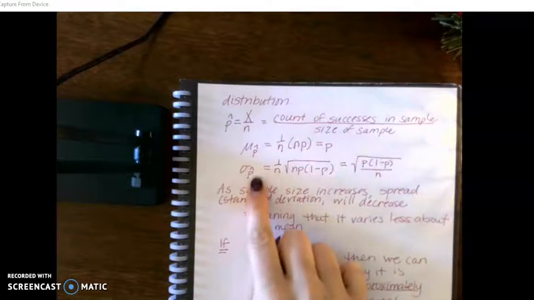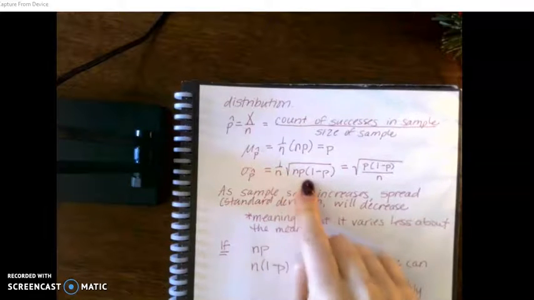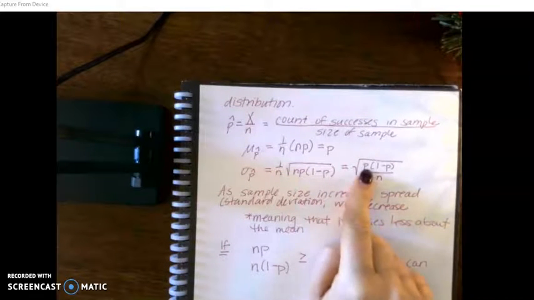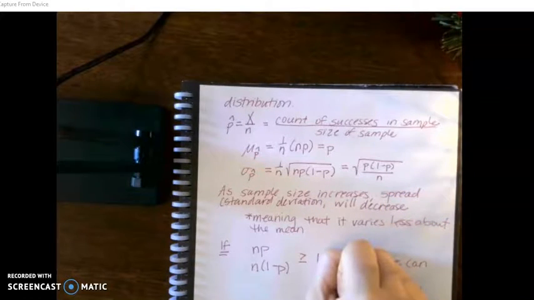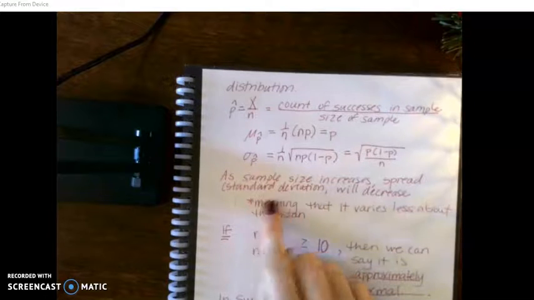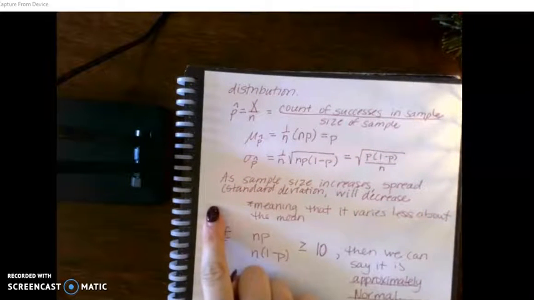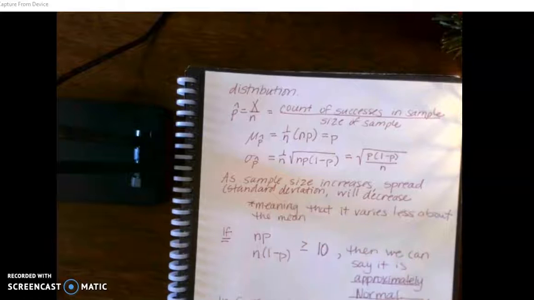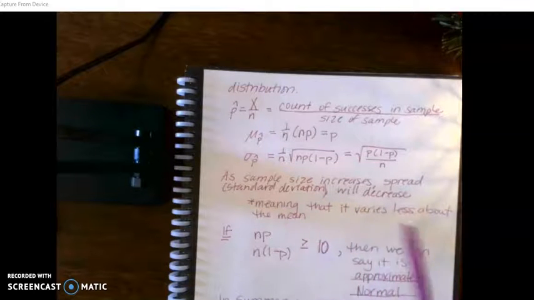Now sigma sub p hat is going to be equal to 1 over n times the square root of np times 1 minus p, which is just equal to the square root of p times 1 minus p over n. So the proportion times one minus the proportion, divided by n, take the square root. And we know as the sample size increases, the spread, the standard deviation, okay, will decrease. Okay, so what that's saying is that it varies less about the mean.